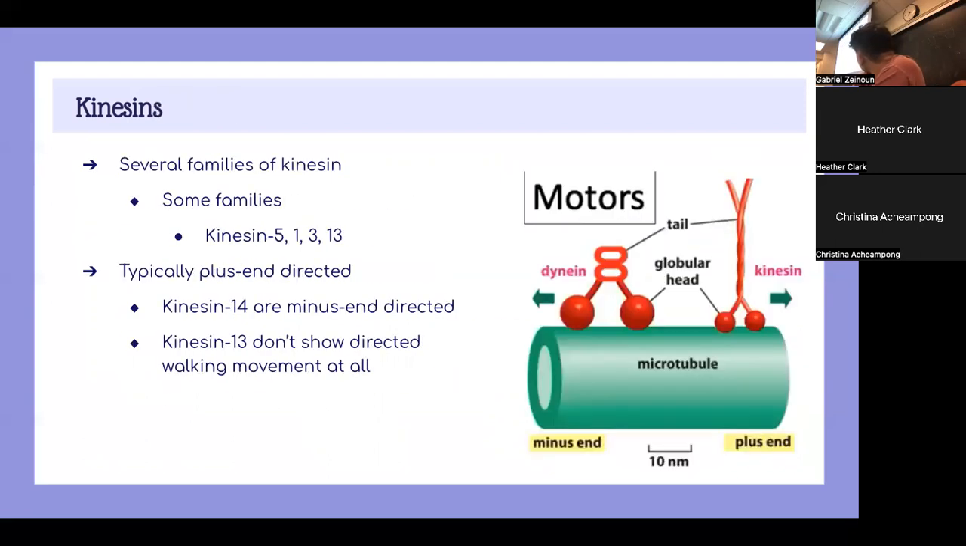Yeah, so each one of the motor proteins has a tail up here, and then the heads that are attached to the microtubule itself. And this is where all the walking is going. That's where all the ATP binding and hydrolyzing occurs that we were just talking about, that actually drives the movement of the heads.